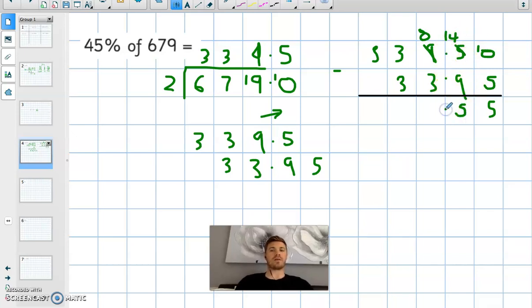Drop your decimal point down. 8 take away 3 is 5. 3 take away nothing is 3. So 305.55 is 45% of 697. Okay, so that's your answer.